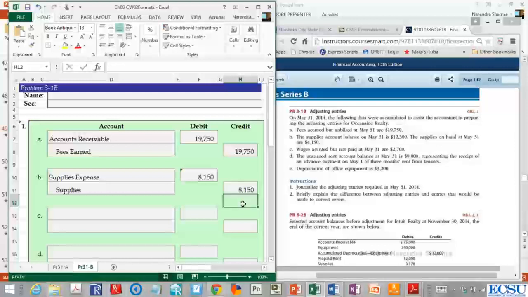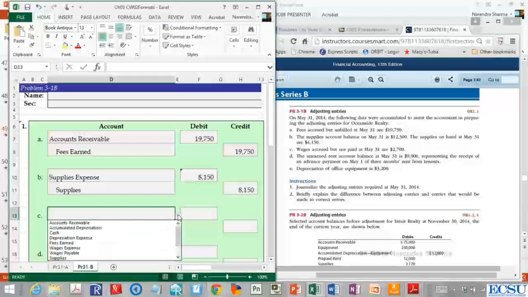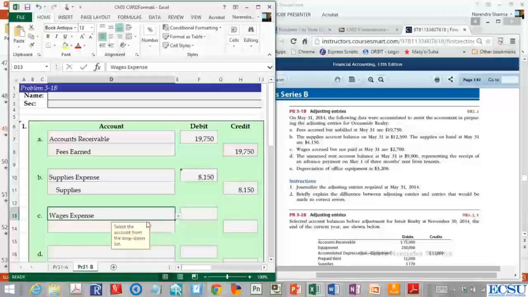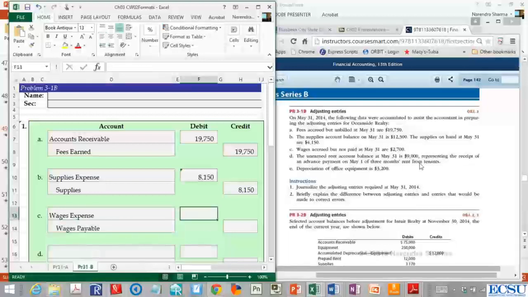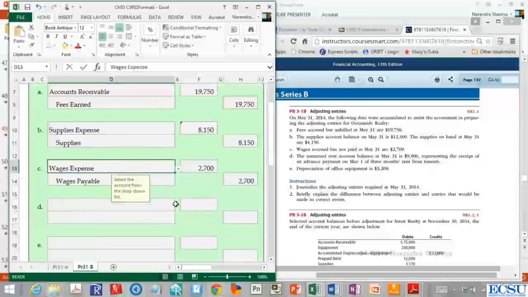And the next one is wages accrued but not paid. So that's a wages payable account, and wages expense would be debited. And wages accrued means you have not paid that, but you have incurred it, so you'll have to recognize it as an expense, and since you have not paid it, it has to be treated as a liability. So that is how you will handle that.